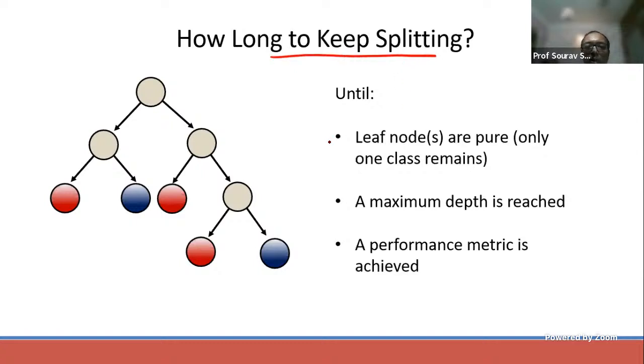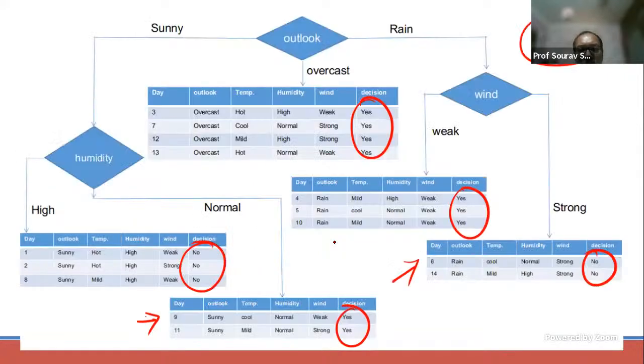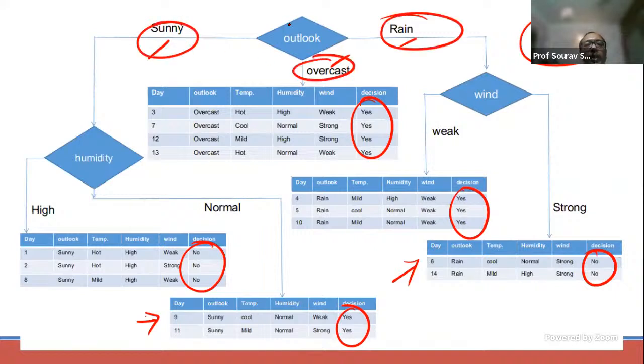So how long to keep splitting? One is leaf nodes are pure, only 1 class remains. We have exactly done that. Two is a maximum depth is reached, or three is a performance metric which has been achieved. Let's say that in this problem, I had specified that, come what may, I am not going to create a very deep tree. I'll have a decision tree which goes only up to 1 level. If that would have happened, I would have stopped growing the tree at this particular level only. So outlook, sunny, overcast, rain, I would have stopped it there only. I won't have split the tree further. That can be my one strategy for determining how long to split.